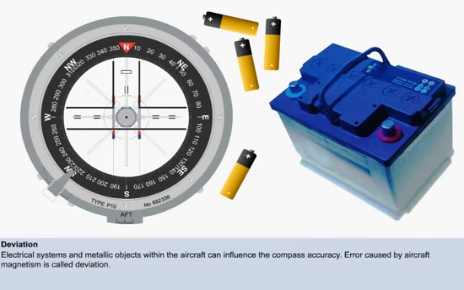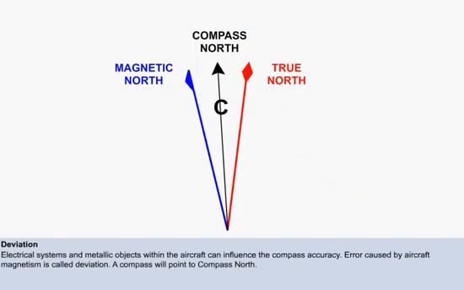Deviation can be determined for each aircraft, and this is calculated for each individual aircraft by the manufacturer and by licensed engineers periodically. If the amount of deviation is known, compensation can be made to allow for these inaccuracies. Deviation is defined as the angle measured at a point between the direction indicated by a compass needle and the direction of magnetic north. The compass actually points to compass north, as opposed to magnetic north.